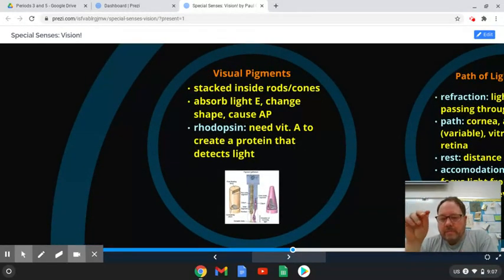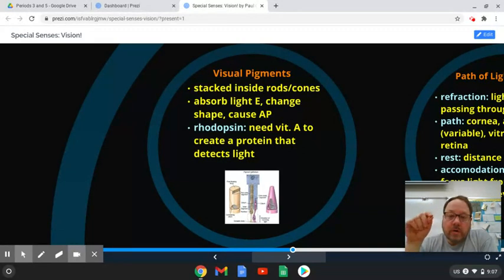When light waves pass into the eye, they have to be absorbed by something, right? The light energy has to be absorbed, and pigments are great for that. Pigments are simply molecules that can absorb and reflect different wavelengths of light. So think about the pigments in paint or the pigments in clothing. They can absorb different wavelengths of light and they'll reflect different wavelengths of light.